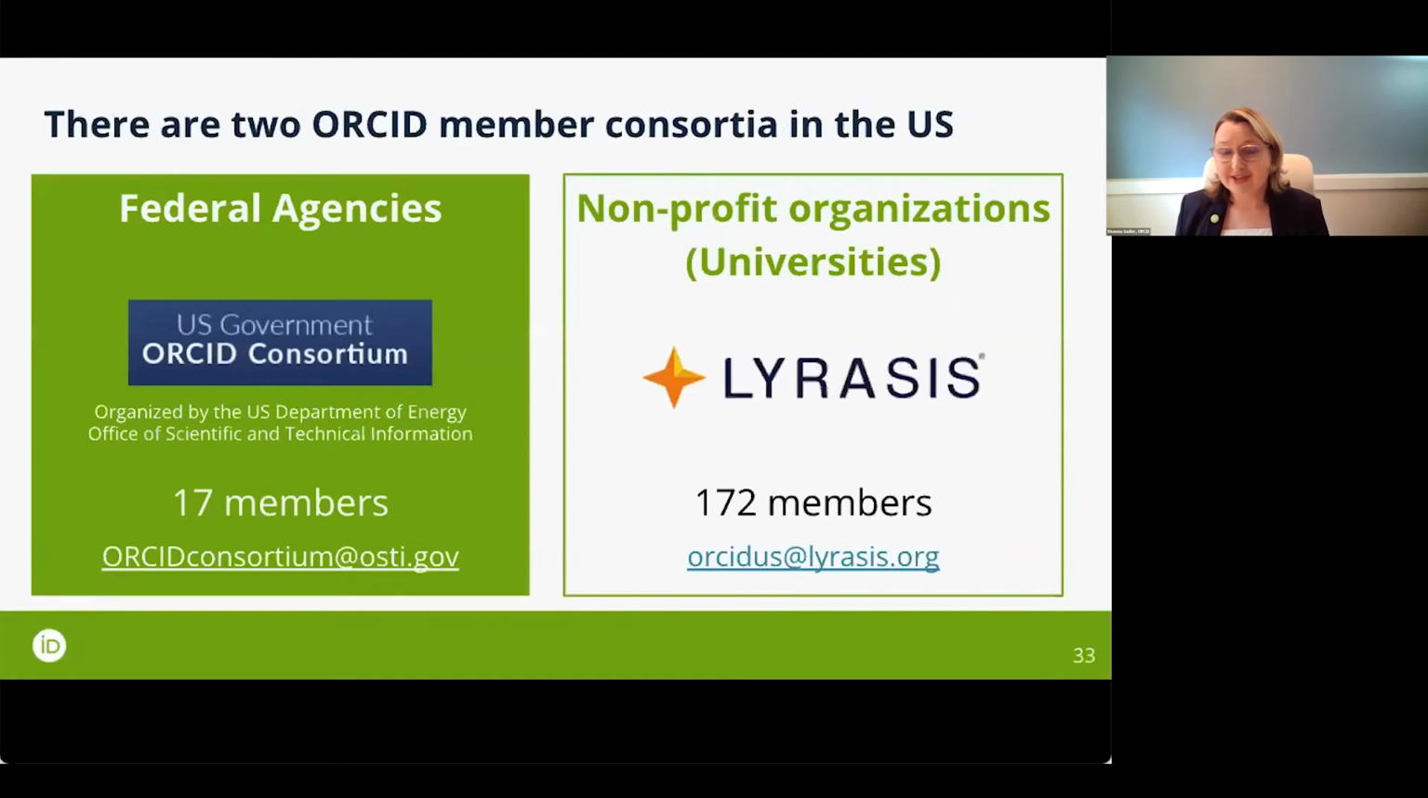So if your organization is not an ORCID member yet, joining one of the two consortia is your best value. US federal agencies can join the consortium hosted by DOE OSTI, while universities and nonprofit organizations can join the LYRASIS ORCID Consortium. Both consortia are growing rapidly and have wonderful communities of practice.